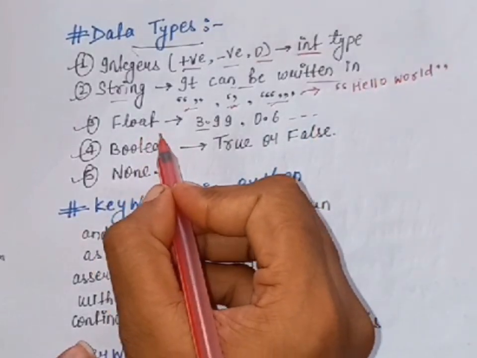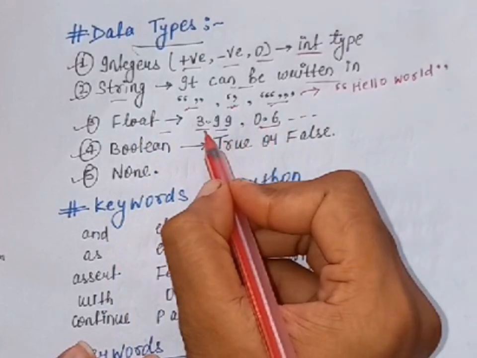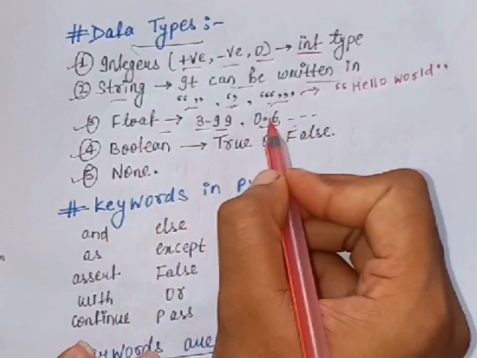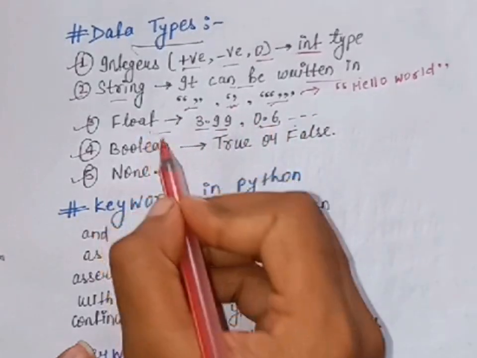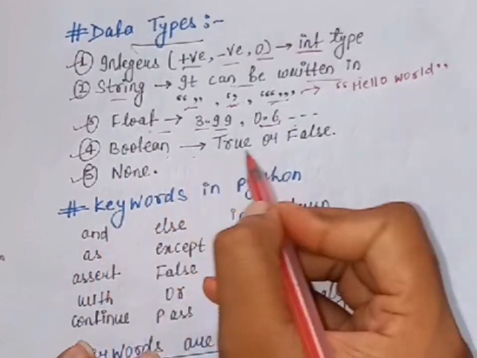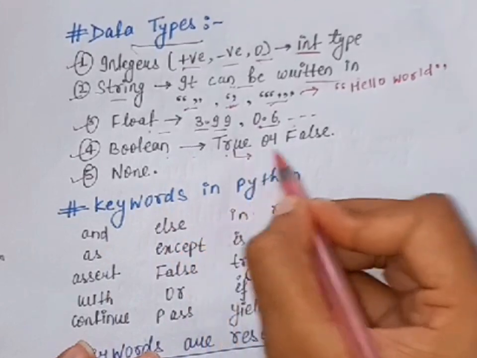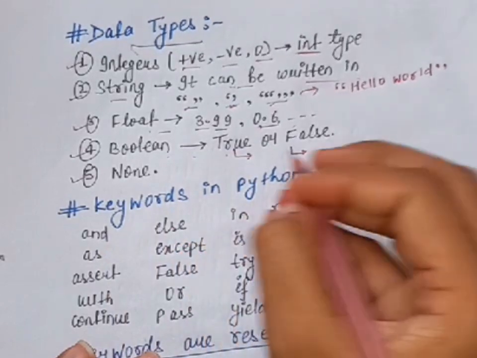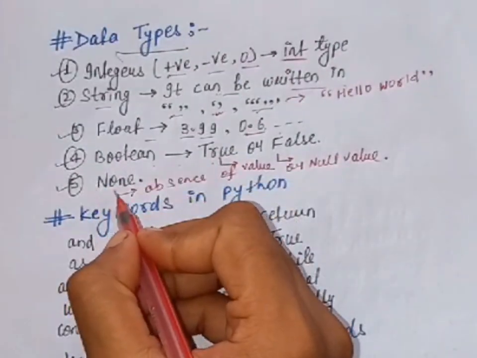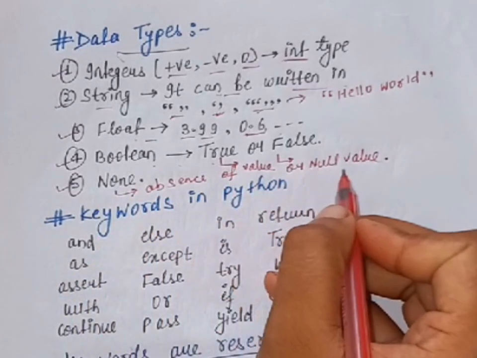Float. Decimal values are taken as float. Here I had taken two examples, 3.99, 0.6. Both are decimal values and we can take them in float. The fourth data type is boolean. It represents true and false, means it returns true and false. Now let's come to our next. Fifth data type is none, which represents absence of value or null value.